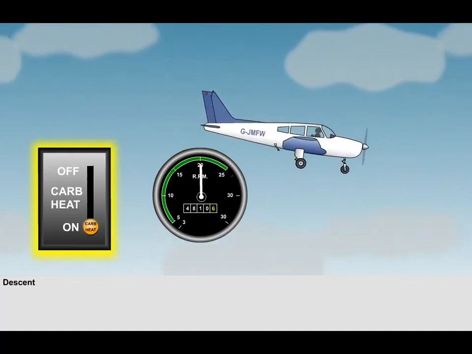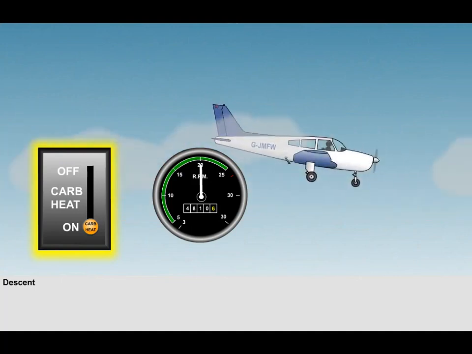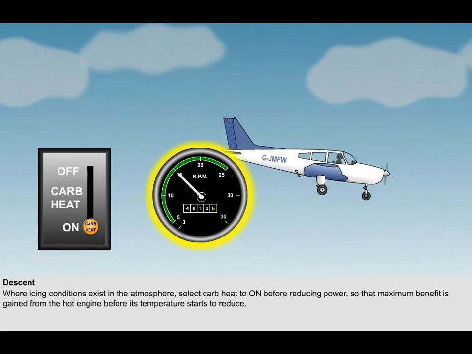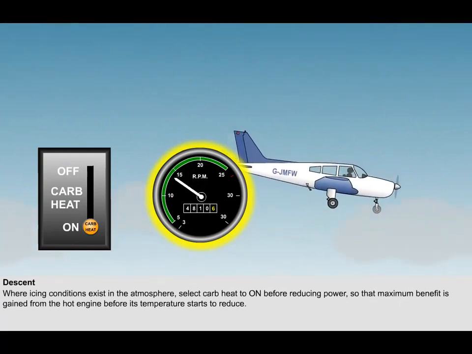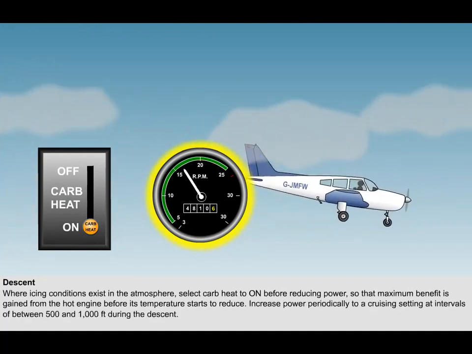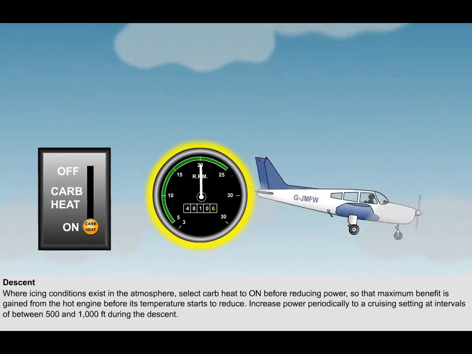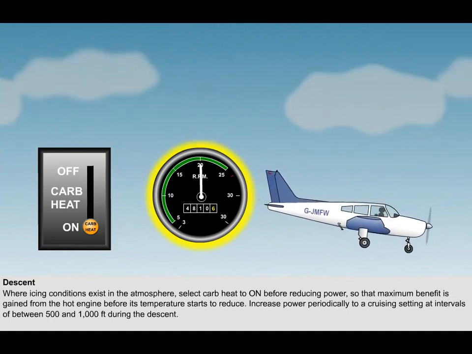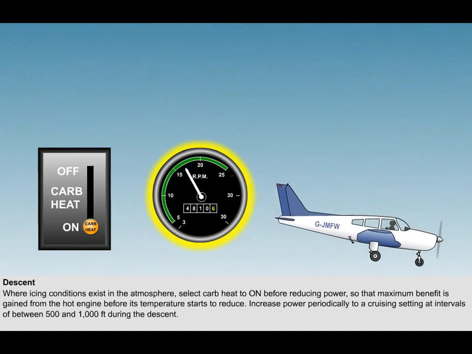Where icing conditions exist in the atmosphere, carburetor heat should be selected on before reducing power, so that maximum benefit is gained from the hot engine before its temperature starts to reduce. To help maintain engine temperatures and provide sufficient heat to enable the system to melt any ice, it is necessary to increase power periodically to a cruising setting at intervals of between 500 and 1,000 feet during the descent.